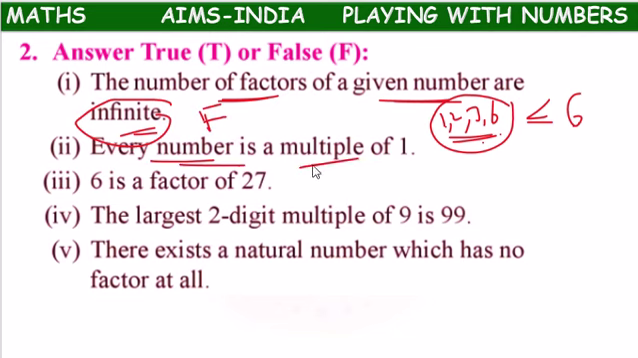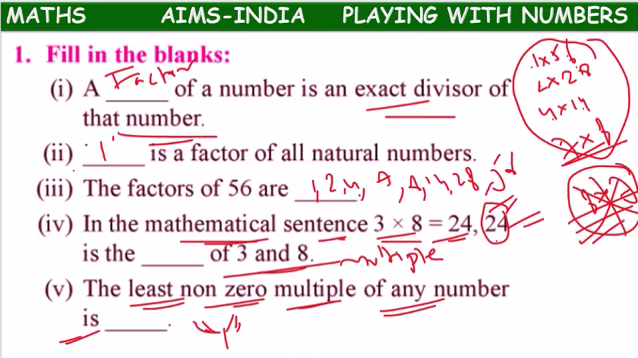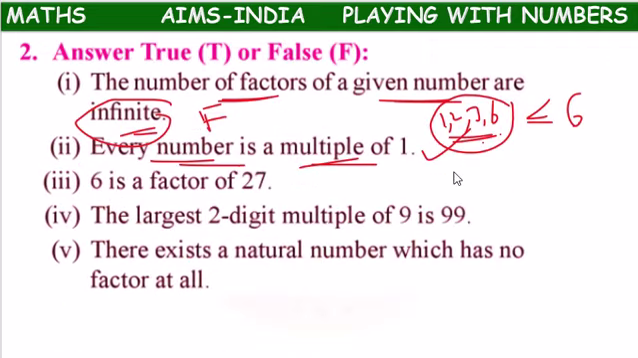Every number is a multiple of 1. Yes, correct, true. 6 is a factor of 27. 6 cannot divide 27, wrong, false.